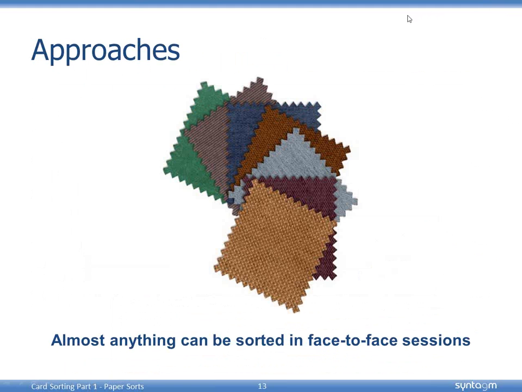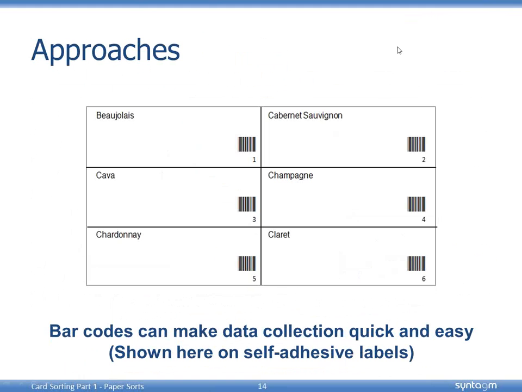So all kinds of possibilities with paper-based or face-to-face sessions. Here's an example of the kind of item card or item label in this case that we're going to be looking at producing in Microsoft Word. As I mentioned already, the barcodes are just there to help with data collection. You don't have to use them.